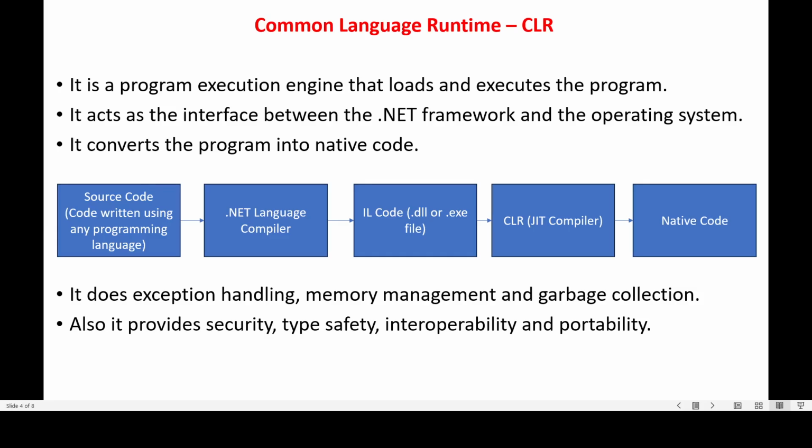Then this IL code will be converted into the native code by the JIT compiler. JIT is the just-in-time compiler which is provided by the CLR. And what is native code? Native code is machine-specific code. On whichever system our code is executed, according to its infrastructure, the machine-specific code is generated.